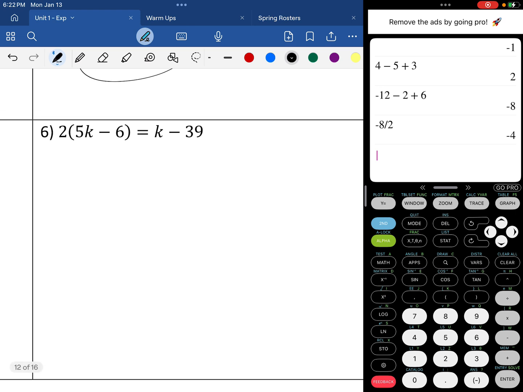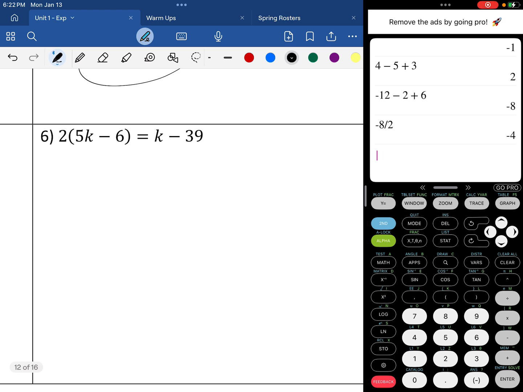All right, let's go ahead and work it out. We have 2 times 5k. 2 times 5k is 10k. 2 times negative 6 is negative 12. And we got to bring everybody else down to the party. Okay, we go ahead and split.